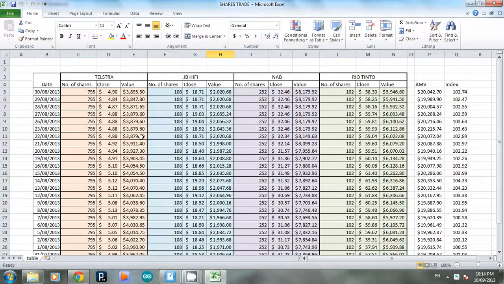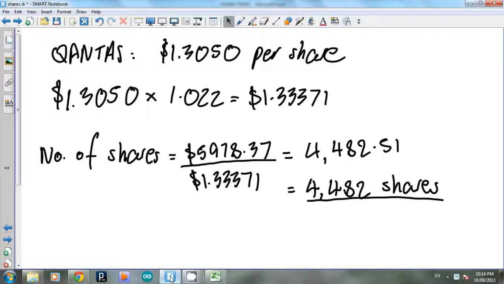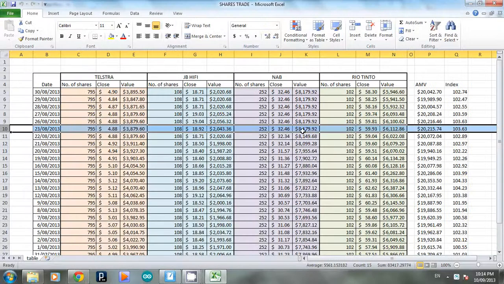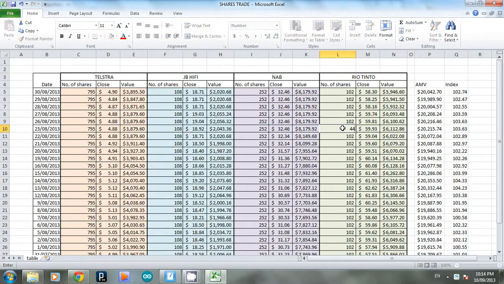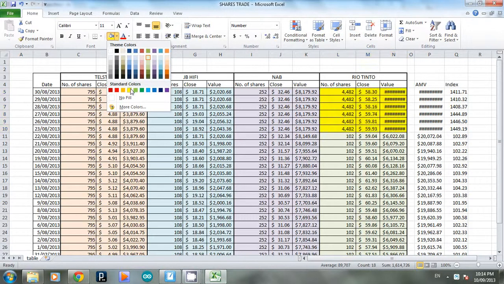And then we go find the 23rd of August, which is there. And I'm going to put in, for Rio Tinto here, 4,482. And I'm going to fill that up, because this last section here is not where I had Rio Tinto shares, it's where I had Qantas shares. And just so I know the difference between them, I'll give that a different color as well. Might make it yellow because I can.